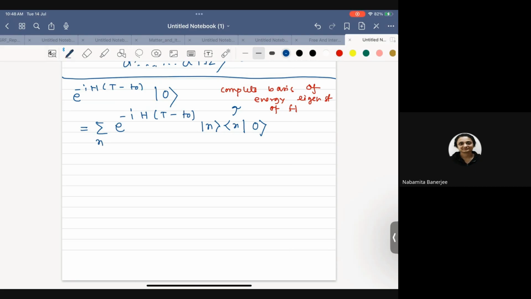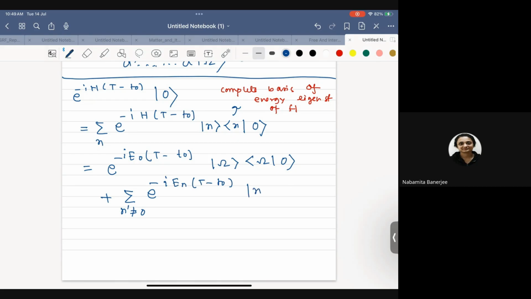Now in this expression, I will have one state that would be the vacuum, for which I know the energy eigenvalue, E naught. And then every other state n prime, which is not vacuum, with e to the minus i E_n (T minus T naught), for every other state. I'm just doing simple quantum mechanics. What is the speciality here? We have to remember that every E_n prime is greater than E_0. Fine, this is true.